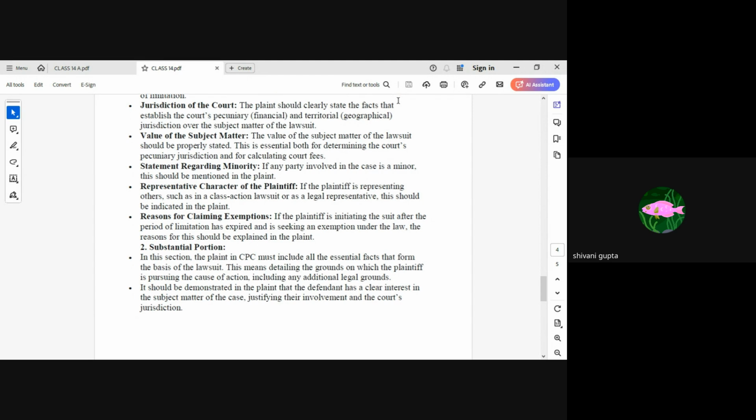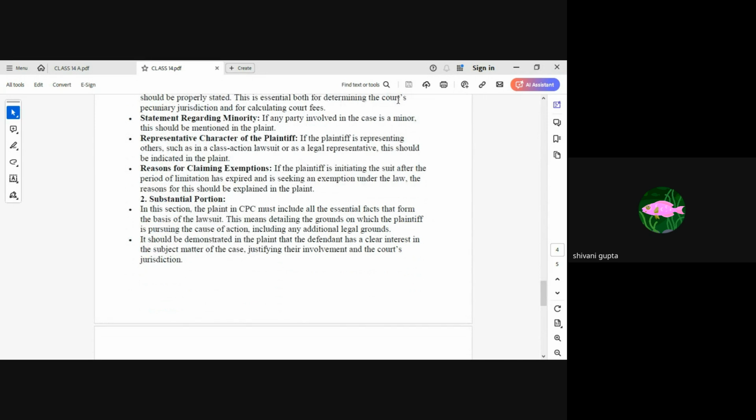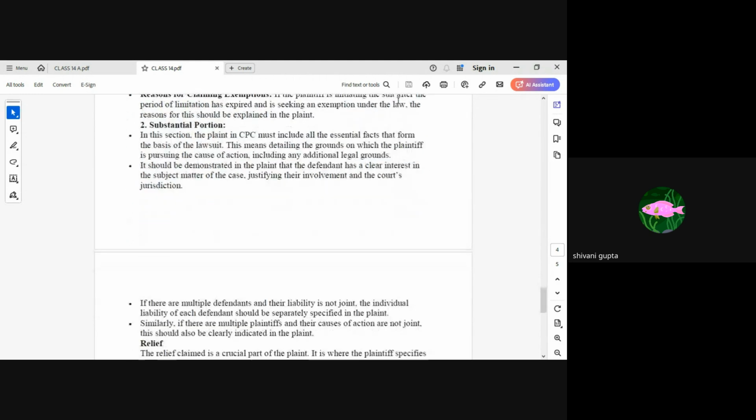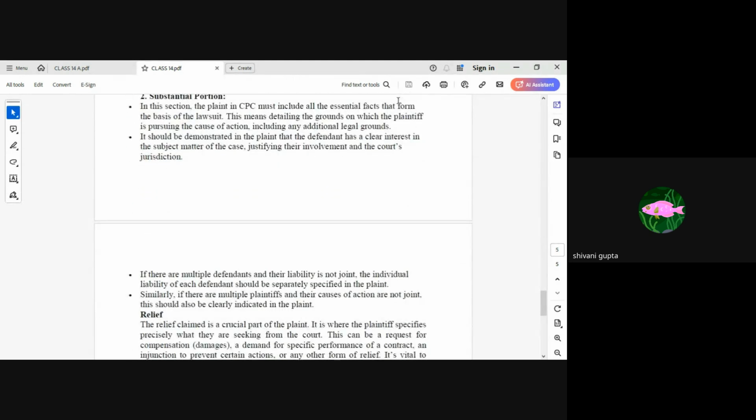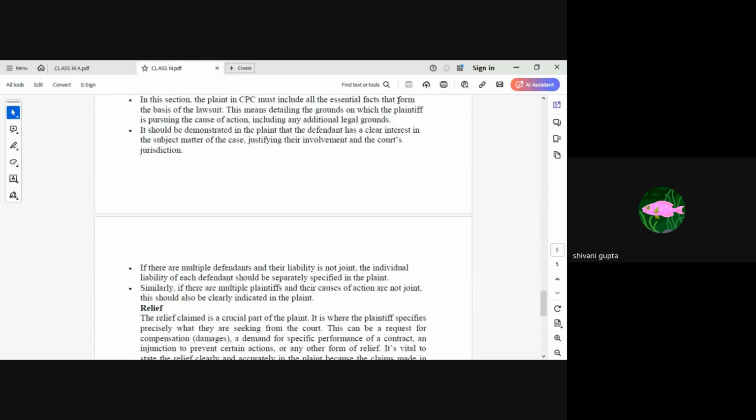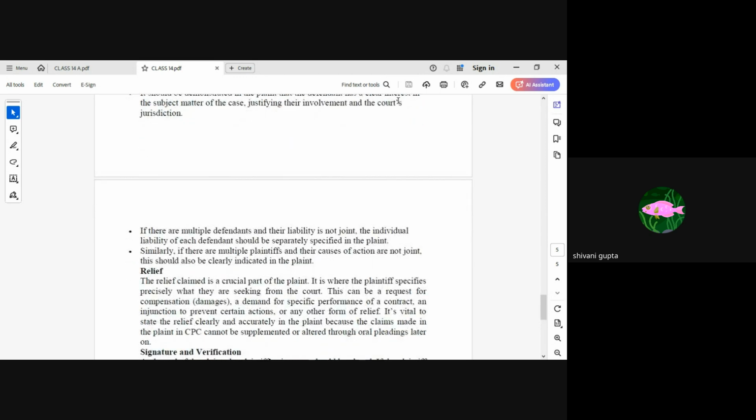Now comes the substantial portion. The substantial portion means the essential facts on the grounds of which the plaintiff is pursuing the cause of action, or there may be certain other legal grounds for the same. The important thing, which I mentioned in the last point also, is that if multiple plaintiffs and their causes of action are joined, they can also be clearly indicated in the plaint.